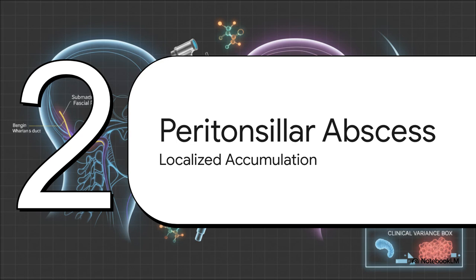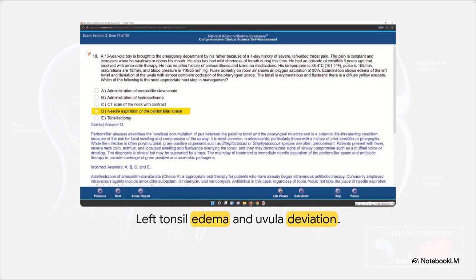Section 2. The localized accumulation, paratonsillar abscess. All right, we're escalating the threat level now. We're moving from an external glandular infection to a localized structural risk directly inside the airway. With a paratonsillar abscess, your patient is going to present with a severe sore throat, trismus, that profound spasm preventing them from opening their mouth, and that classic muffled hot potato voice. But the absolute critical visual cue here is massive edema of the tonsil, diffuse yellow exudate, and the uvula visibly shoved over to the opposite side.